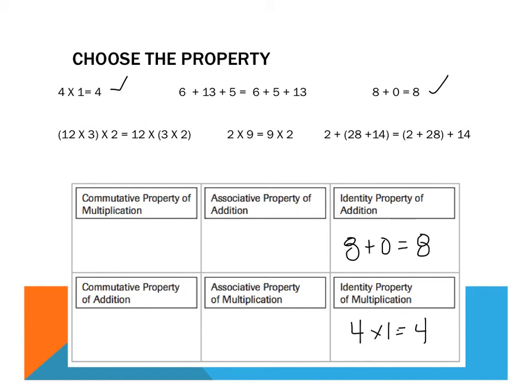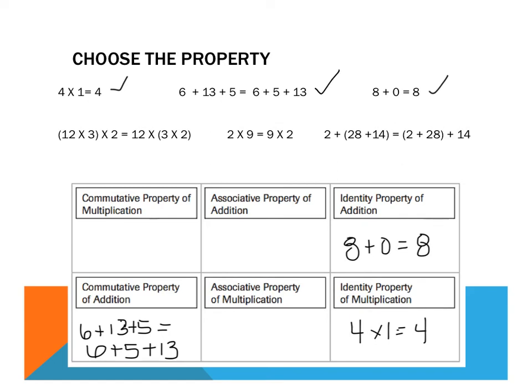Now for me, the next easiest is the commutative property. So let's look for the commutative property of addition. Remember, that's the one that says the order of the addends can change, but the sum stays the same. So let's look for where they change the order of numbers. Here it is. 6 plus 13 plus 5 equals 6 plus 5 plus 13. All the addends stayed the same, but the order changed.